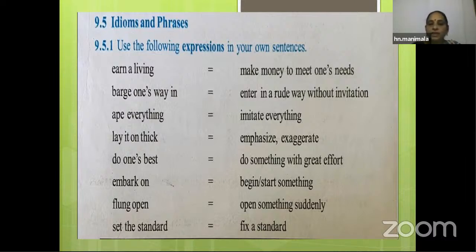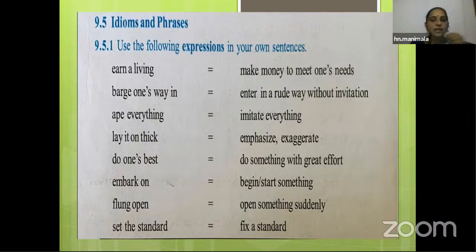So what are given here? Earn a living. You have, in the lesson, to serve with love. You have come across these kinds of idioms and phrases. Idioms and phrases. Earn a living. What is this? Here it is: earn a living, make money to meet one's need.